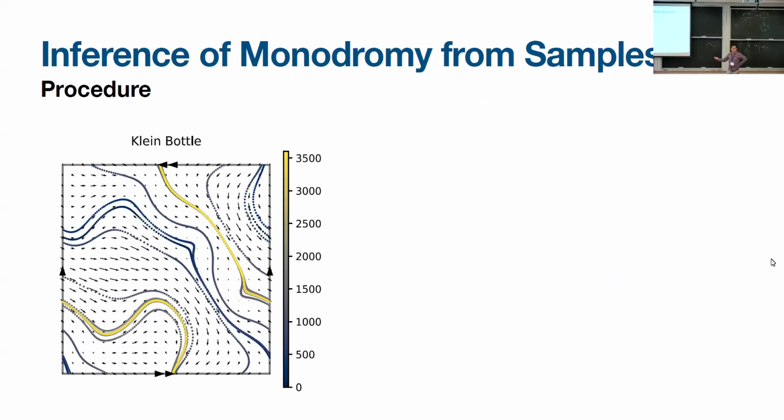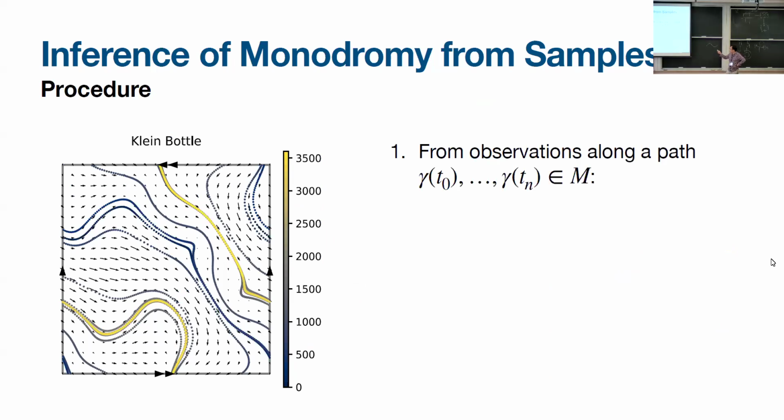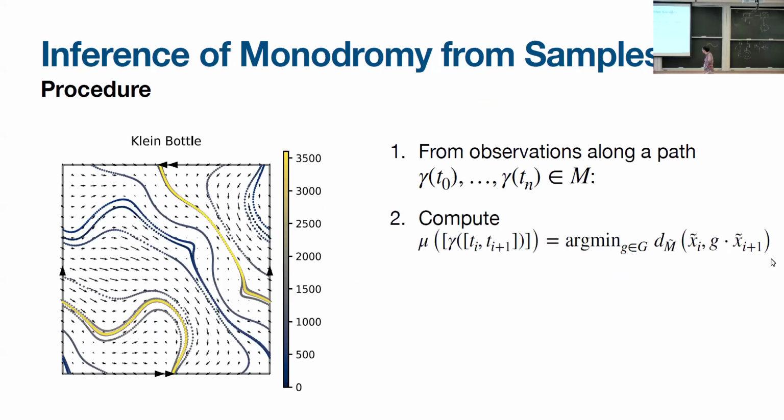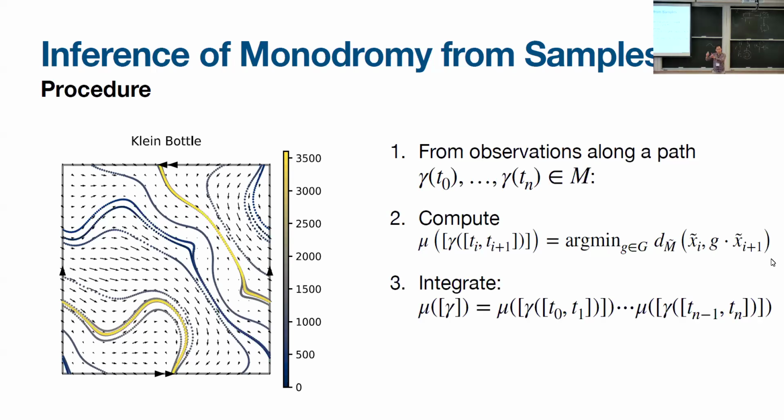So let's go back to our actual sampled path. We have our finite observations. What we do is compute the monodromy on small bits of the path using a piecewise geodesic approximation. And then because monodromy integrates, you could piece them together to get the whole thing. We just integrate it along the small paths.